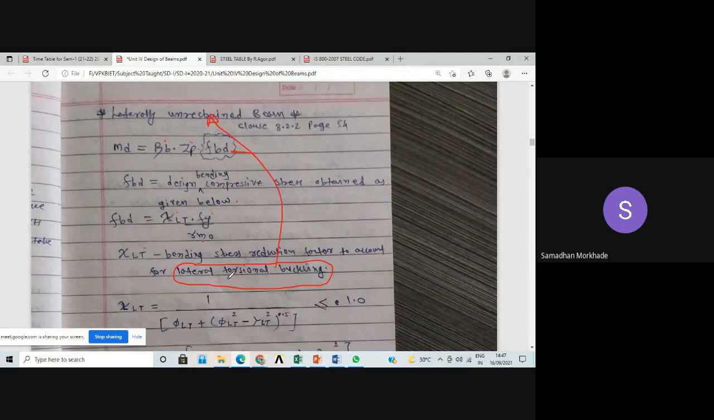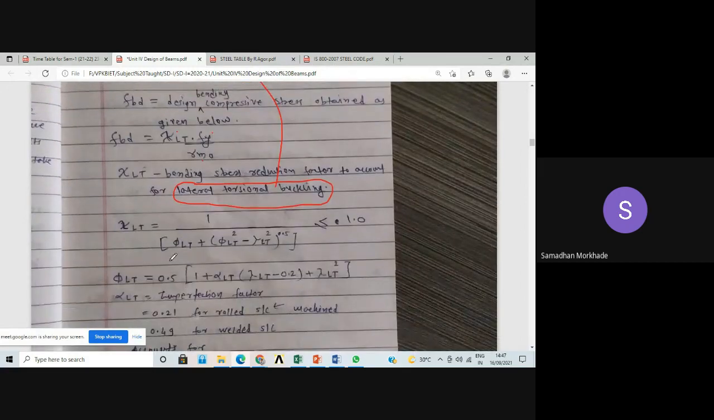Lateral torsional buckling does not occur in the case of a laterally supported beam or laterally restrained beam, therefore this Zeta LT does not come into the picture. Okay, these are the differences. Then this is the Zeta LT formulation, which is less than or equal to 1.